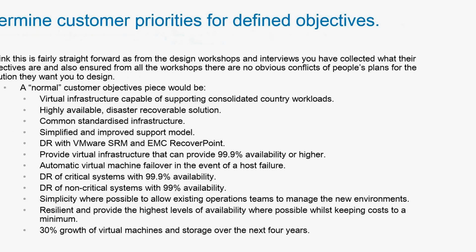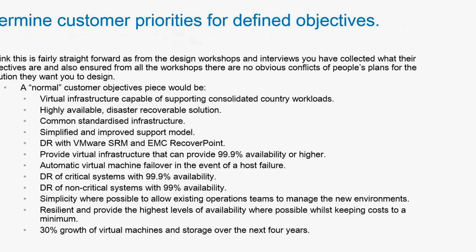I've given an example. Normal customers' objectives, they would come in and say they want a virtual infrastructure capable of supporting consolidated countries. Let's use an example. It has to be highly available, disaster recoverable, standardized infrastructure, simplified, and an improved support model. So that's taking down management overhead. DR is a functional and non-functional requirement as well as a constraint. They want DR with VMware SRM and EMC RecoverPoint. That's a constraint, since you need to use technology they've already chosen. Obviously, I work for Dell EMC, so Dell EMC RecoverPoint, there's nothing wrong with it.